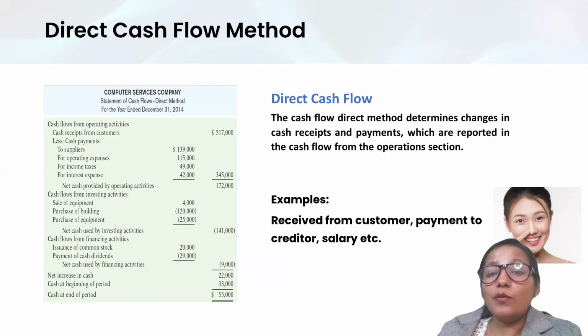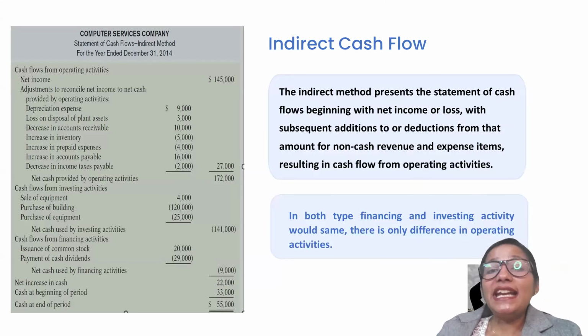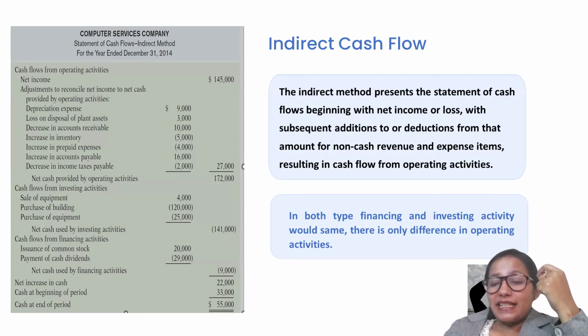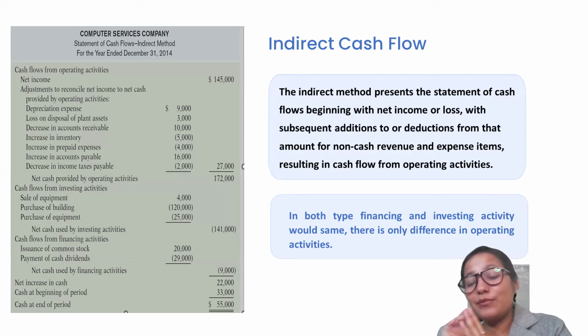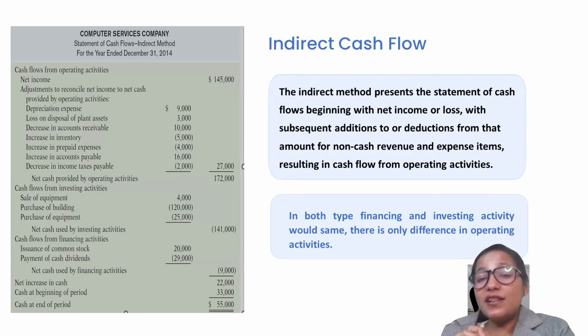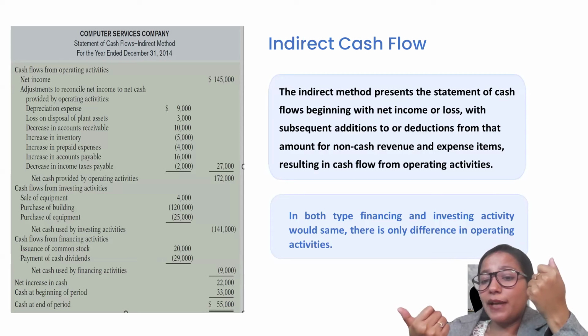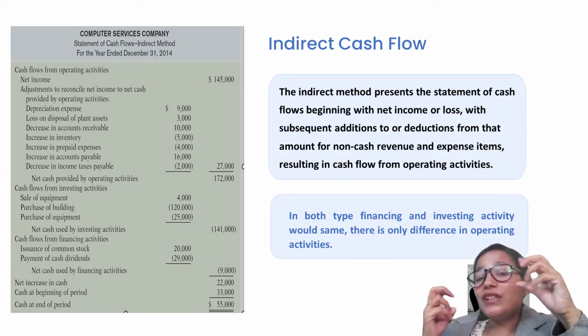Now, what is the indirect method? The indirect method presents a statement of cash flow beginning from net income or loss, with subsequent adjustments. So we start from the net income, which we get from the income statement, and we make a few adjustments. Why do we adjust? Because the net income includes all kinds of income. For example, if you have sold property, plant and equipment, the gain or loss is included there, so we do some adjustments.